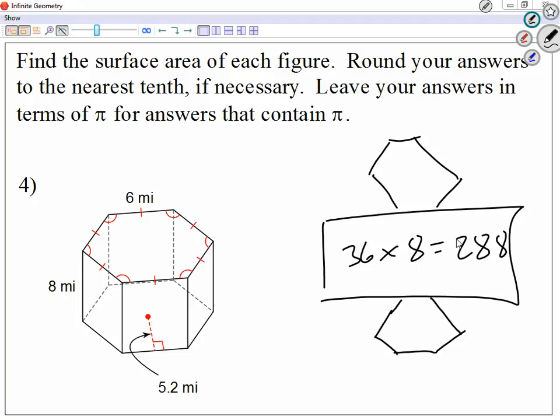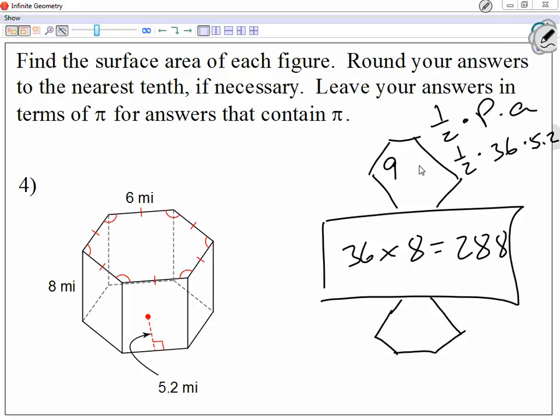Now for the hexagon, once again, I'm going to go 1/2 times the perimeter times the apothem. The perimeter is 36. Right, we solved it earlier for the rectangle. So we know it was 36 times 5.2. That's 93.6. All right, 93.6 again.